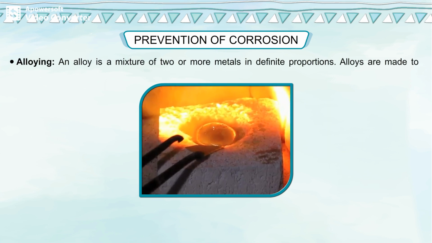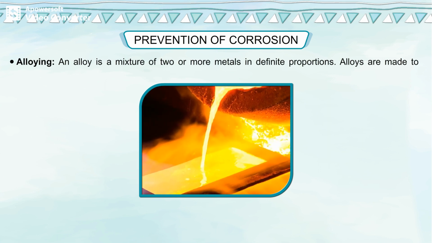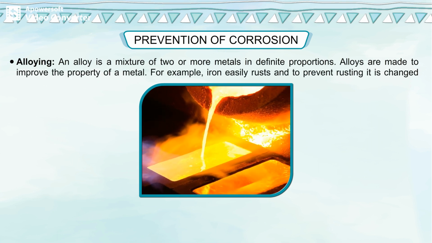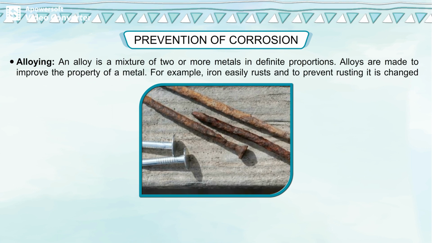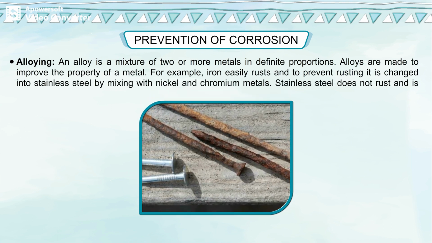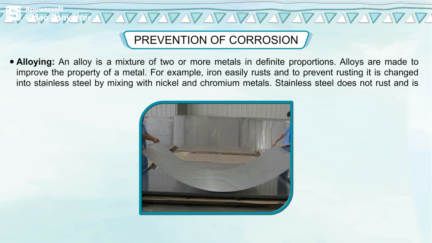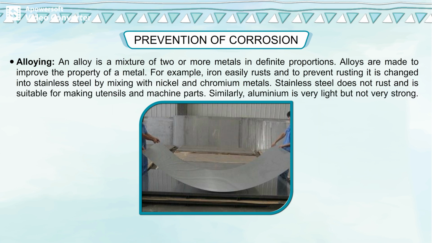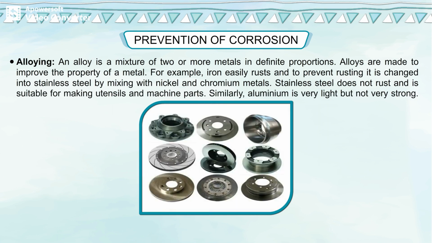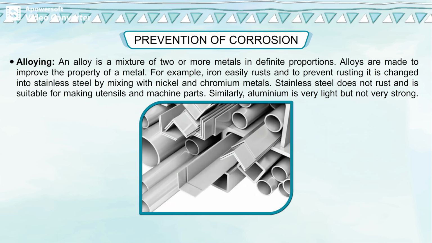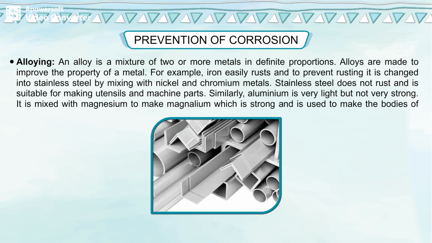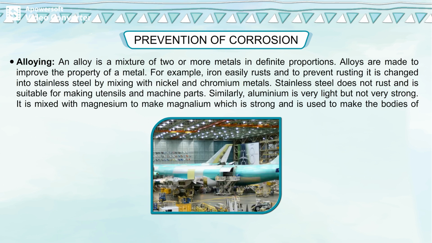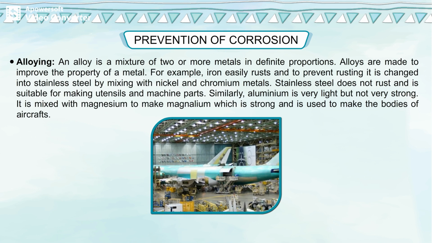Alloying. An alloy is a mixture of two or more metals in definite proportions. Alloys are made to improve the property of a metal. For example, iron easily rusts, and to prevent rusting, it is changed into stainless steel by mixing with nickel and chromium metals. Stainless steel does not rust and is suitable for making utensils and machine parts. Similarly, aluminium is very light but not very strong. It is mixed with magnesium to make magnalium, which is strong and is used to make the bodies of aircrafts.